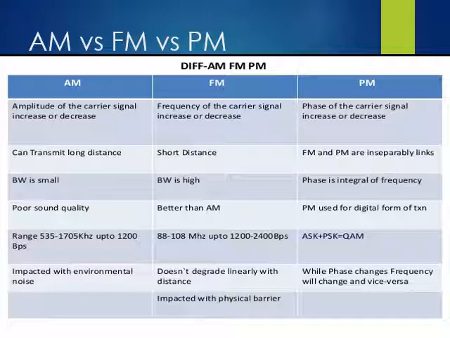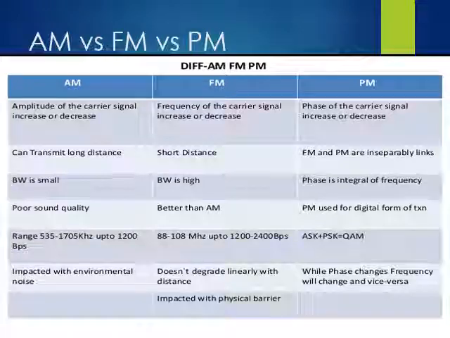Third one depends on bandwidth. AM bandwidth is small. Frequency modulation bandwidth is high. Phase is the integral of frequency. Next point is sound. Poor sound quality for AM, FM better than AM. PM is used for digital form of transmission. Next one is frequency range. Last one is noise. Impacted with environmental noise. FM does not degrade linearly with distance, while when phase changes, frequency will change and vice versa in phase modulation.